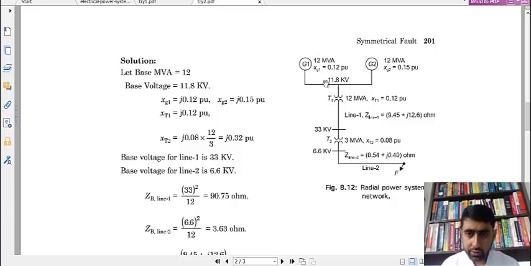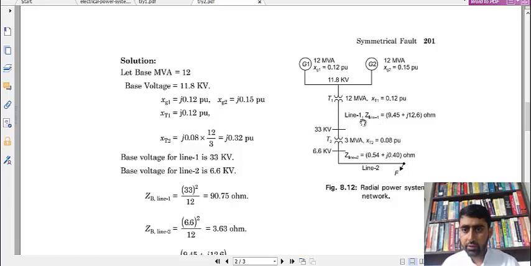The ratings of the generators and transformers are given in the figure itself. You can see its rating is 12 MVA, XD1 is 0.12, XD2 is 0.15, its MVA rating is again 12 MVA, and the bus is 11.8 kV. It means the ratings of the generators are also 11.8 kV. The transformer is 12 MVA rating, and when the voltage ratio is not given, we can take the voltage ratio as 11.8 kV on this bus and 33 kV on this bus.